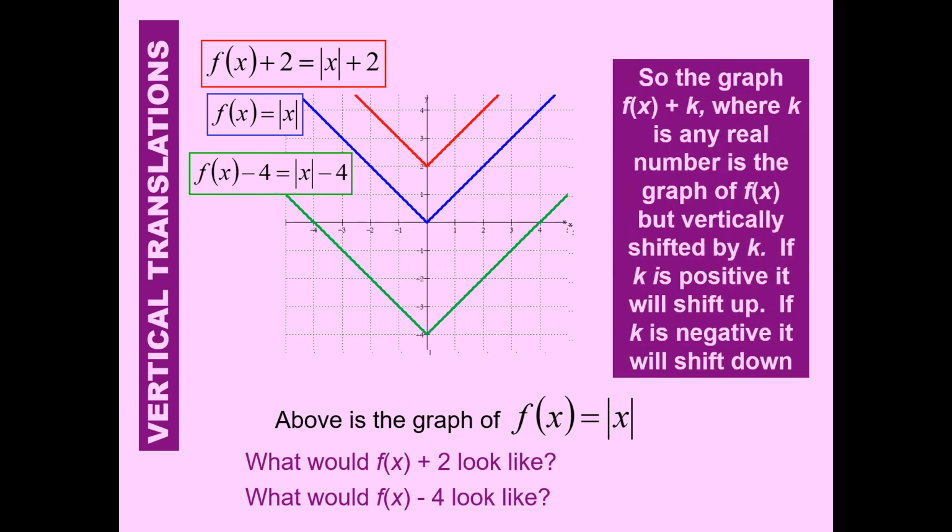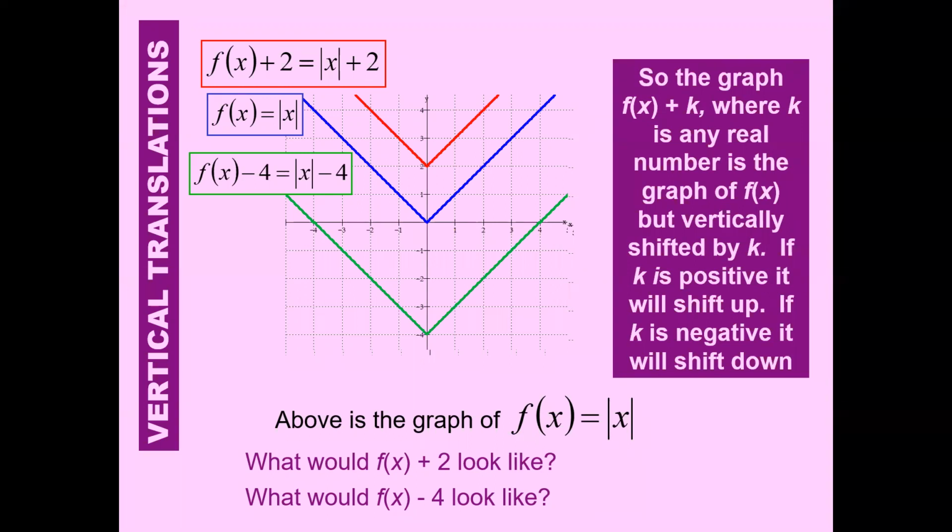So the graph of f of x plus k, where k is any real number, is the graph of the original function, f of x, but vertically shifted by k, meaning it's going to move up or down depending on if it's positive or negative.